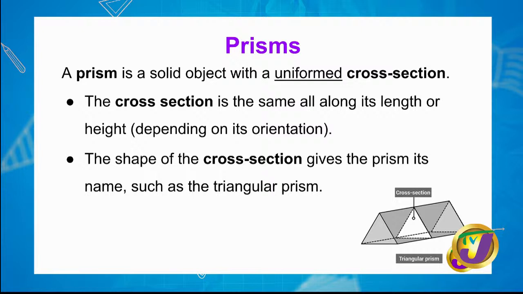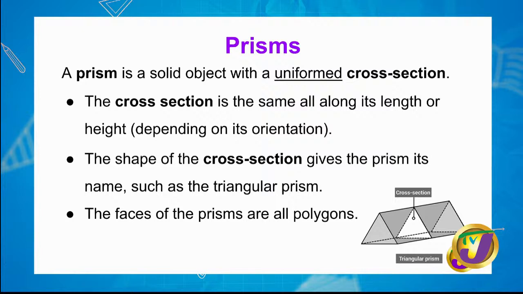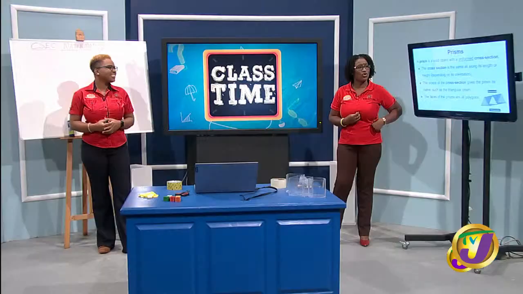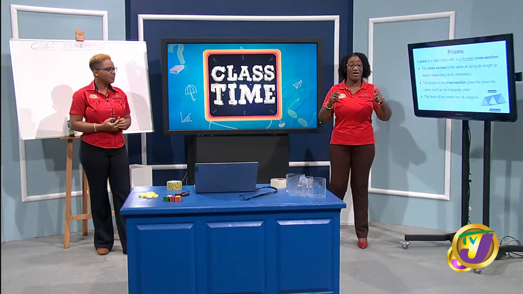Okay, so that's what we talk about, uniform cross-section coming out again. All right, so let's talk a little bit more. The faces of the prisms are all polygons. And what are polygons again? Well, when I was going to school, they said it was a many-sided, closed shape. All right. Circle. Yes. Okay, but I want to zoom in also on the word faces.